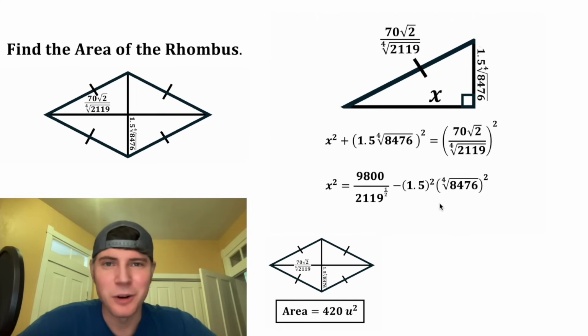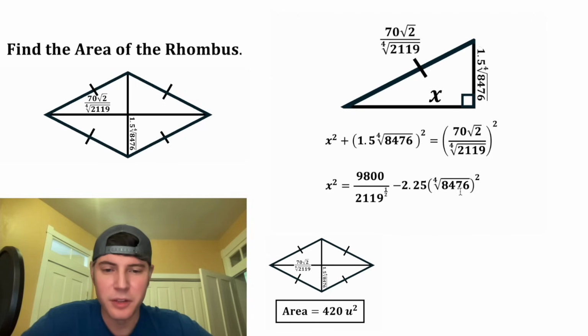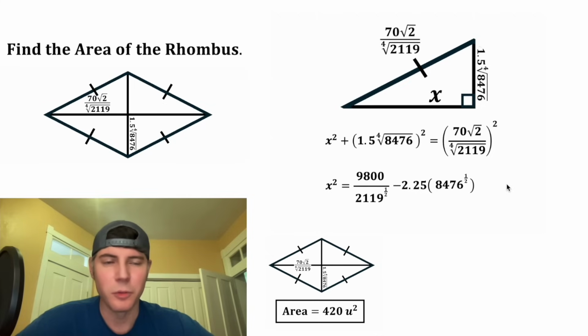Now let's look at this part. 1.5 squared is equal to 2.25. And then we can rewrite the fourth root of this as this to the 1/4 power. And then 1/4 times 2 is equal to 1/2. Both of these 1/2s are the same thing as square root, so we can change this to the square root of 2119 and this to the square root of 8476.